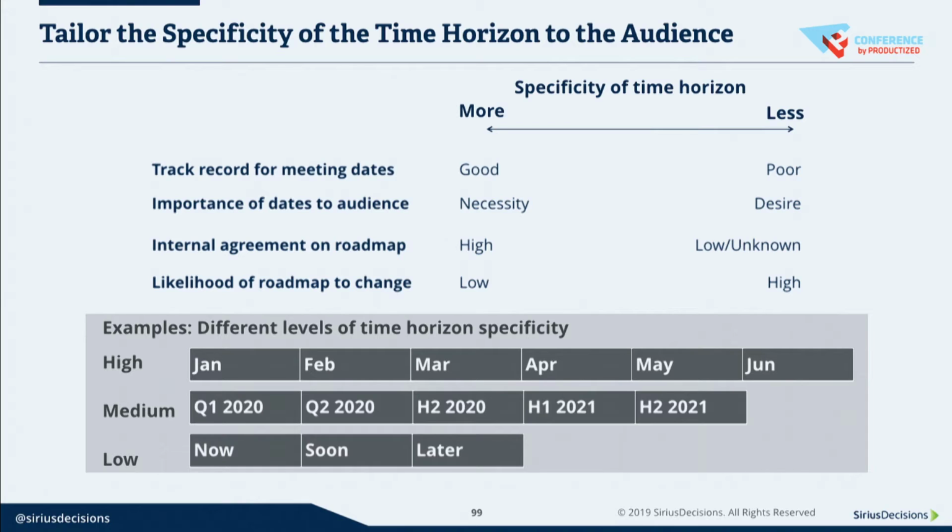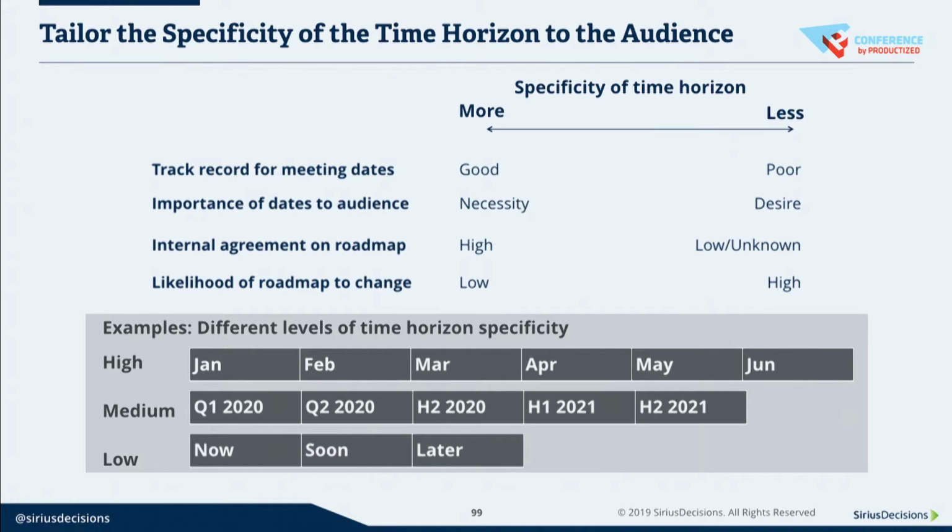So if you come out and say, look, we can probably provide a lot of specificity around your time horizon, then great. Then maybe month by month does make sense. But if you really have no idea, if you're all the way on the right side of the slide, then maybe it's just now, soon, and later. And I've seen some people start to do that. And that may be appropriate for some audiences.